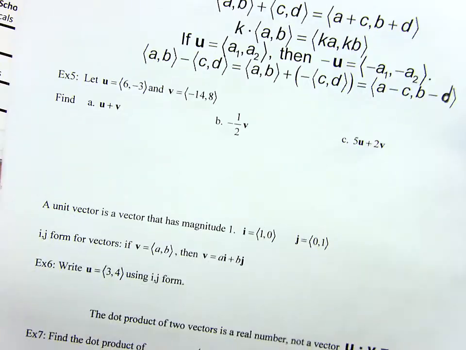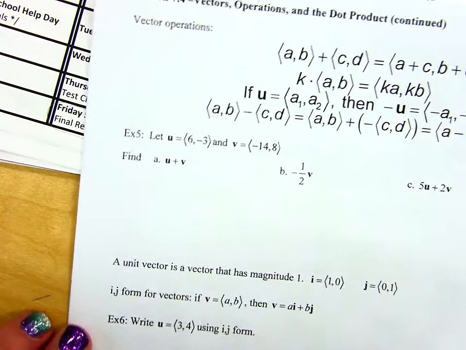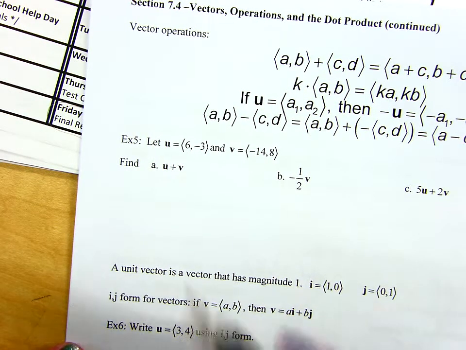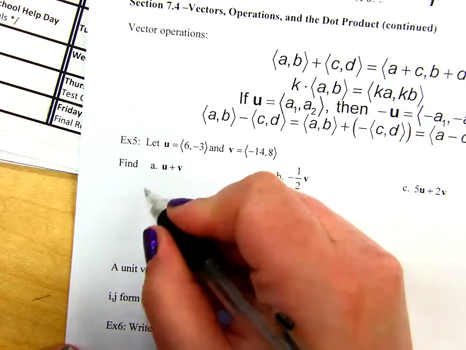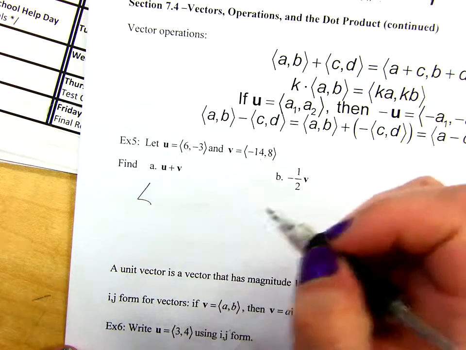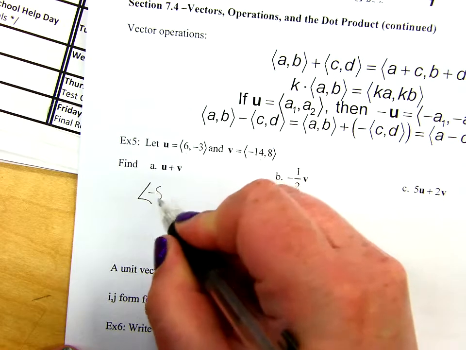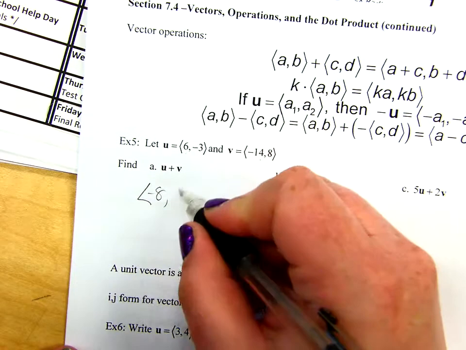Okay, so watch how we perform these operations. In example 5, if I want to add these two vectors together, I just add the first numbers together and the second numbers together, and I get a new answer of negative 8, 5.